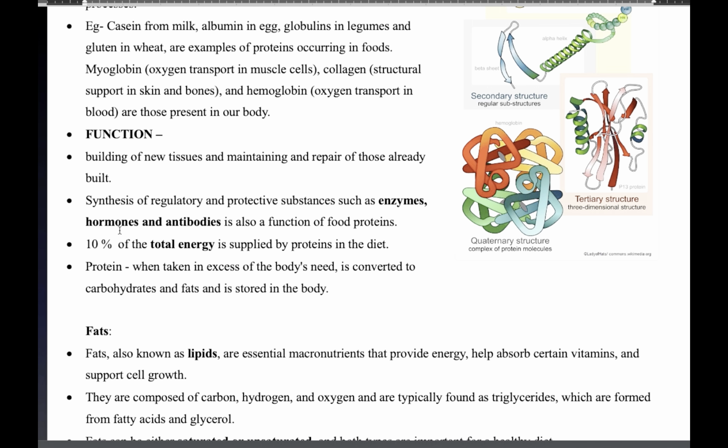And the other function would be the production of total energy in the body. Okay, main energy source is the carbohydrates, but 10% of them is produced by the proteins in the diet. Okay, so and when there is more than enough proteins in the food, it is stored in the body also.